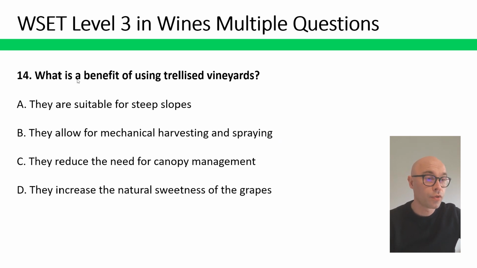What is the benefit of using trellised vineyards? They are suitable for steep slopes, they allow mechanical harvesting and spraying, they reduce the need for canopy management, they increase natural sweetness of the grapes. The correct answer is B, they allow mechanical harvesting and spraying.